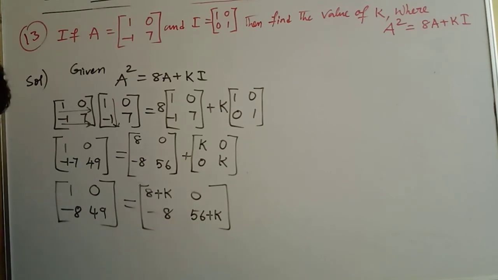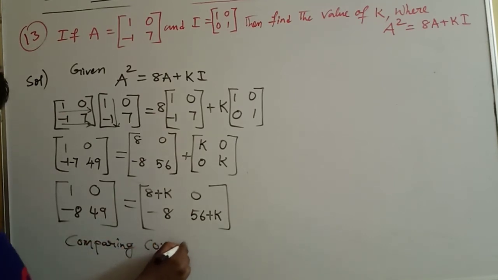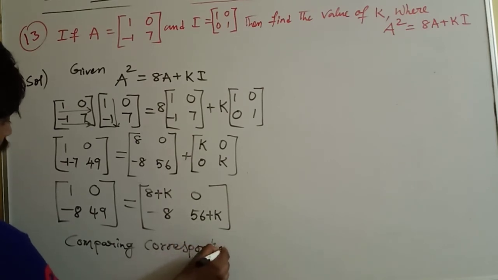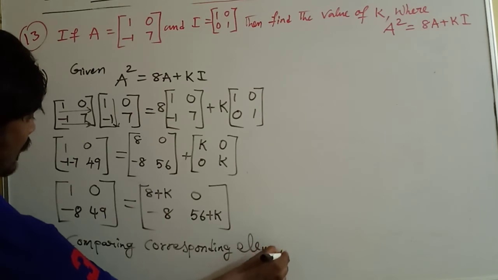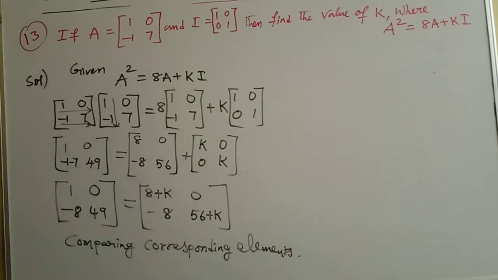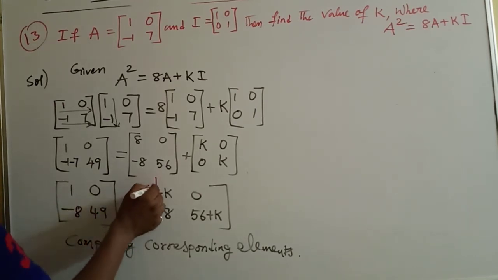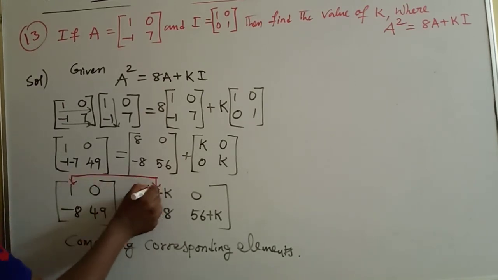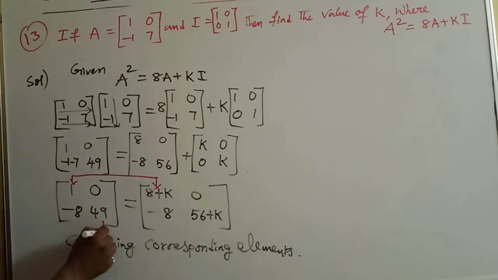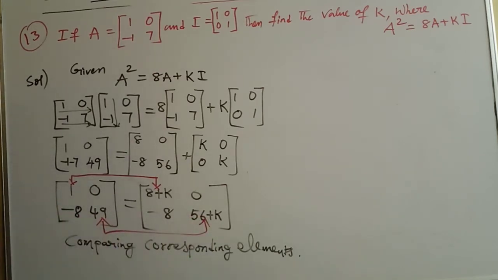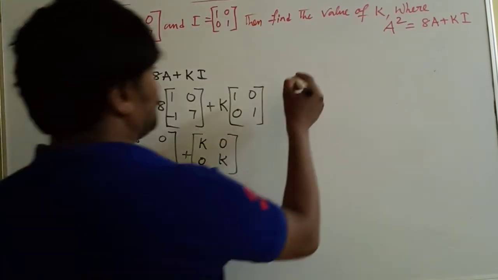Very simple, no need to think about anything. Just write here: comparing corresponding elements. You just compare the corresponding elements, then you get the value of k. Any one element is enough, no need to go for all the elements. Let me go for the first one with the first one. You can use this element or that element to get your value of k. I use only the first one, that is 8 plus k.